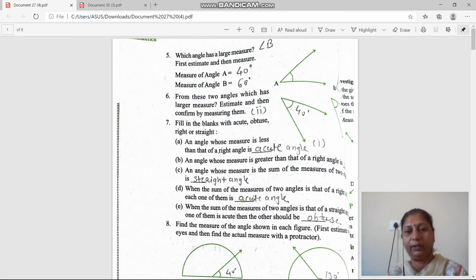Okay, I'm sorry, when the sum of measures of two angles is that of a right angle, each one of them is an acute angle. If the addition of two angles is 90 degrees, then definitely they are less than 90, that is, acute angles. Next, when the sum of measures of two angles is that of a straight angle, one of them is acute, the other should be obtuse.